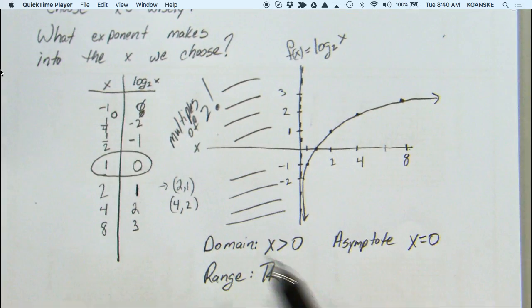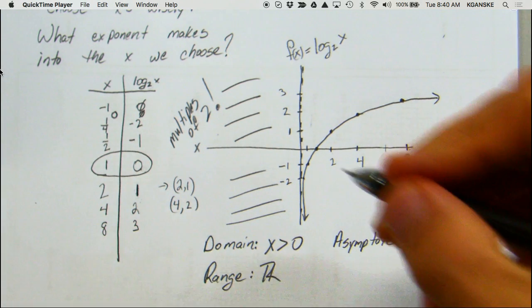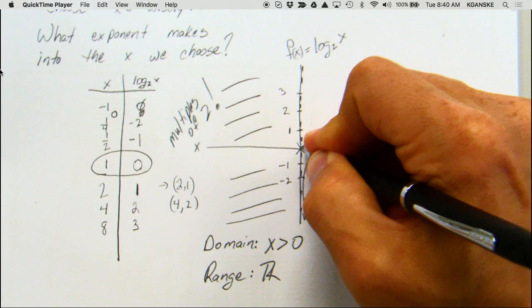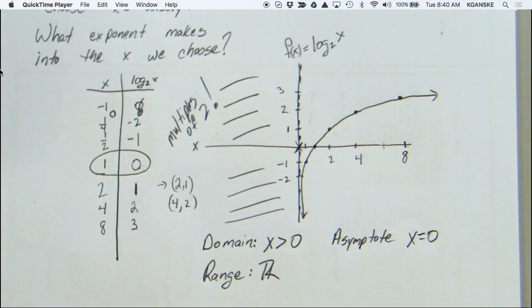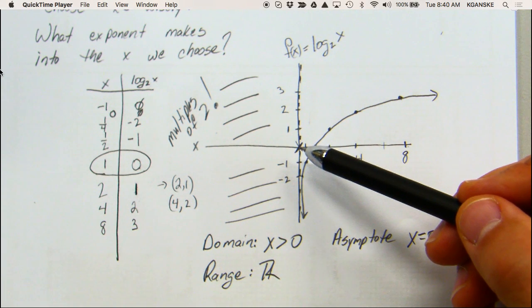So I did this really slow, but the big ideas are here. If we're talking about that anchor point, it's a lot like an exponential equation in that our anchor point isn't really on the graph.